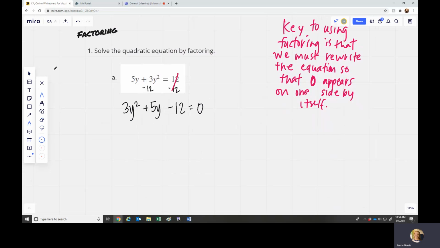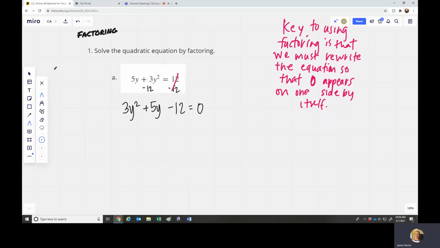So now this is in the correct form. Now we can proceed to factor the left-hand side. And then we'll use something called the zero product property to find the solution. So we'll talk about that in just a minute. But we just need to focus on the left-hand side for right now. We need to factor that.